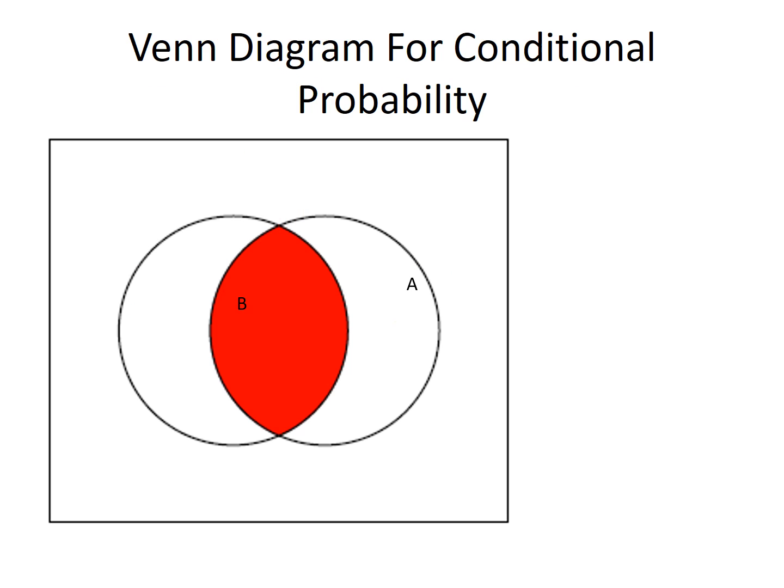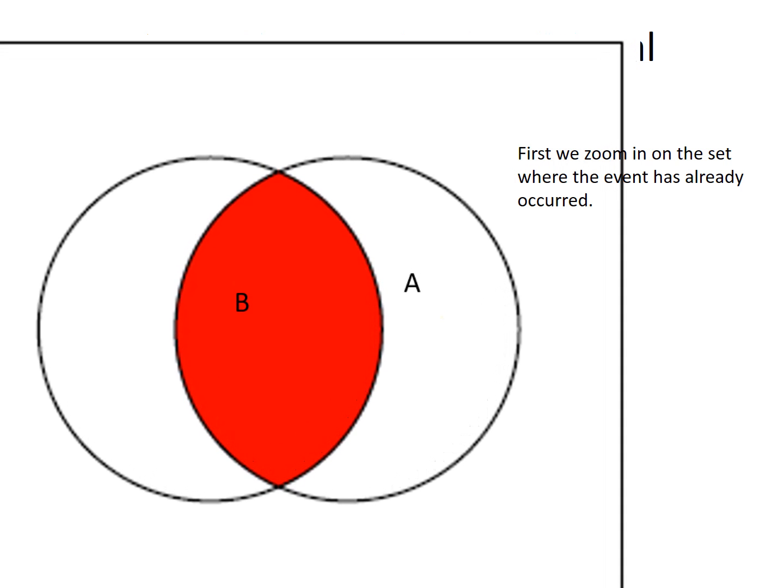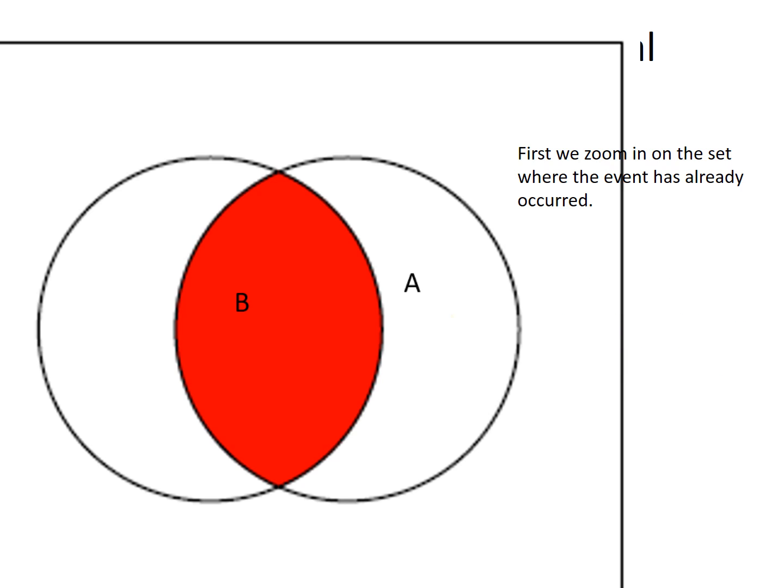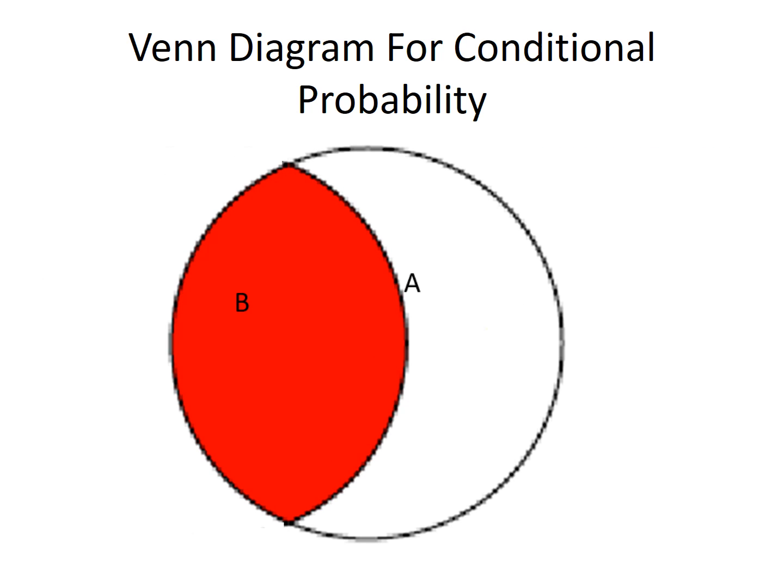Now here's a Venn diagram for the conditional probability. First, we're going to zoom in on the set where the event has already occurred. So we're going to zoom in, and zooming in essentially sets up set A as the new universal set. Remember, the conditional probability is used when an event has already occurred. So the Venn diagram for the probability of B occurring, given that A has occurred, can be drawn in this fashion.